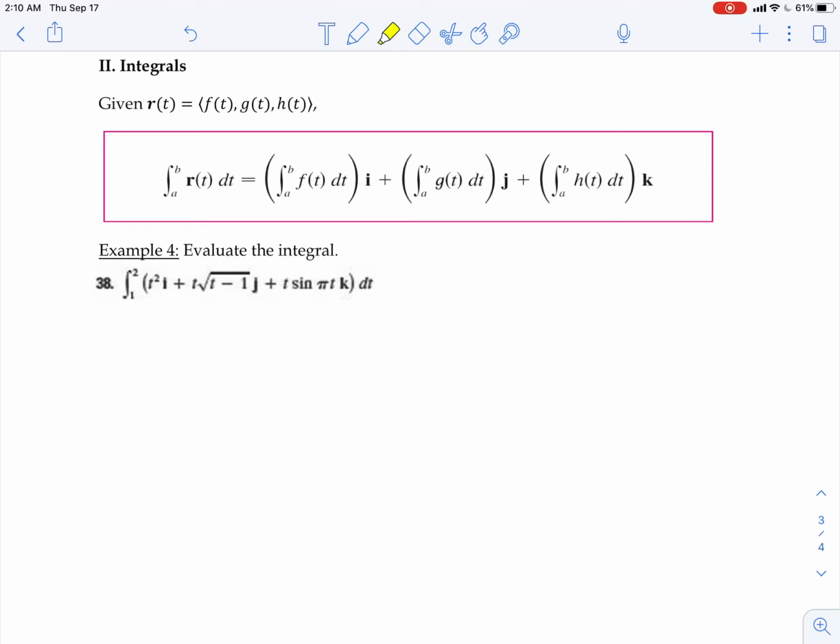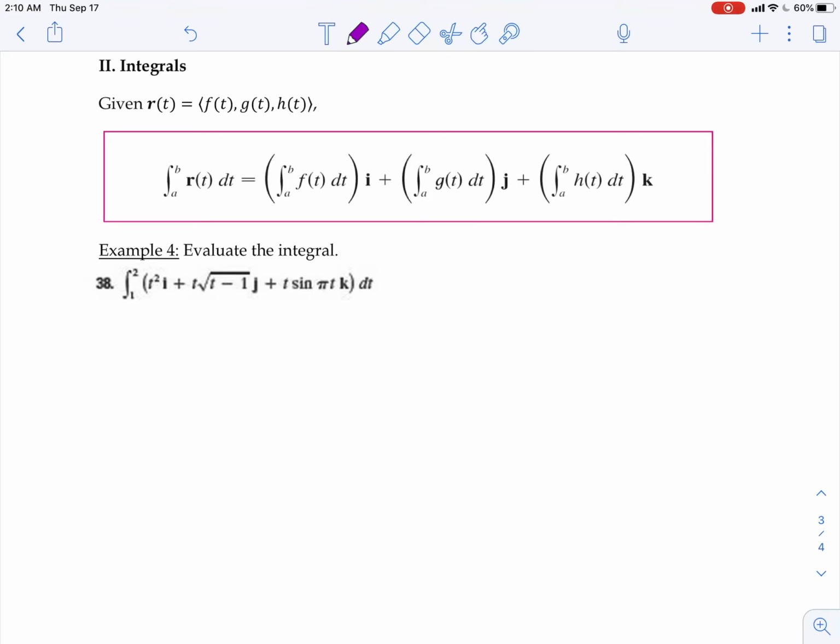Alright, so I'm recording. And this is page 3, integrals. So now what we're going to do is take the integrals. Instead of taking derivatives, we're now going to take integrals. And still we have r of t, a vector function, and we want to take the integral of this.